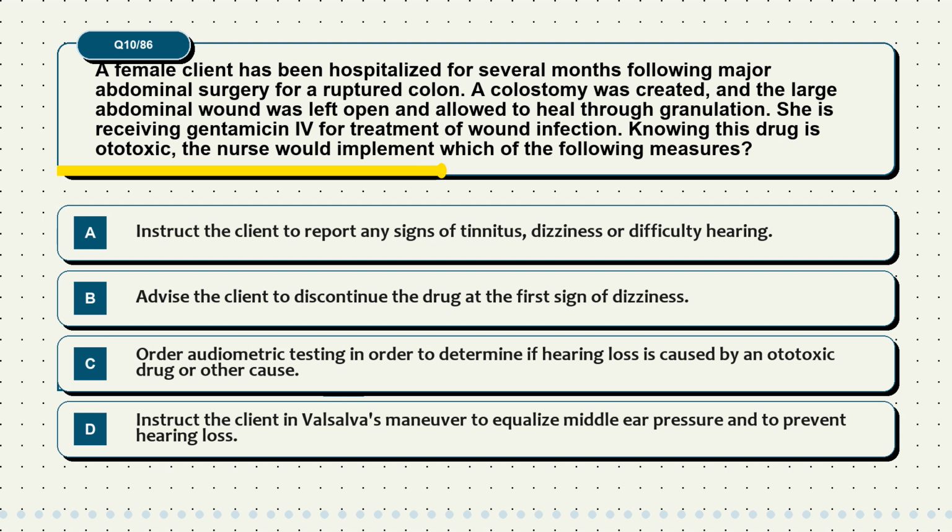Here are the options. Option A. Instruct the client to report any signs of tinnitus, dizziness, or difficulty hearing. Option B. Advise the client to discontinue the drug at the first sign of dizziness. Option C. Order audiometric testing in order to determine if hearing loss is caused by an ototoxic drug or other cause. Option D. Instruct the client in Valsalva's maneuver to equalize middle ear pressure and to prevent hearing loss.